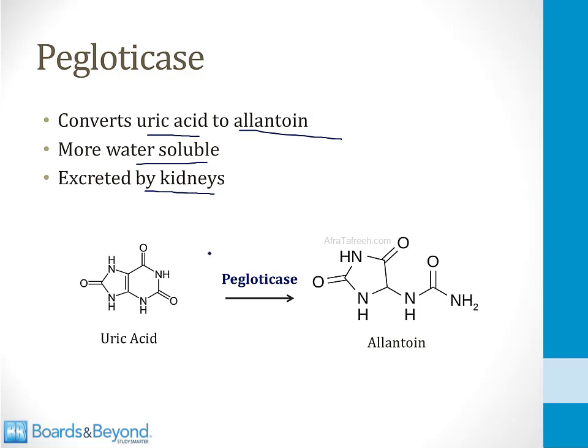What pegloticase does is convert uric acid to a substance called allantoin, which is more water soluble and easily excreted by the kidneys. Therefore, when you administer the drug, you get lots of allantoin, it goes into the urine, and the uric acid level will fall.